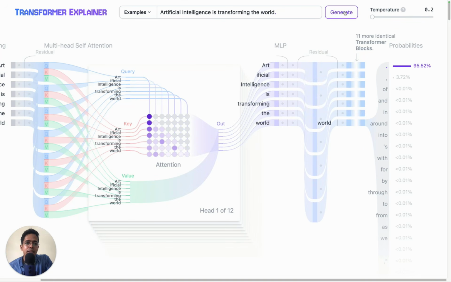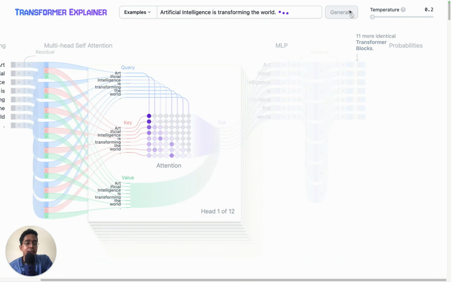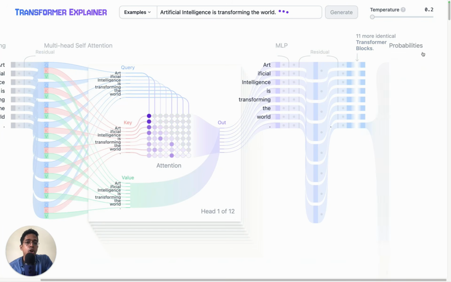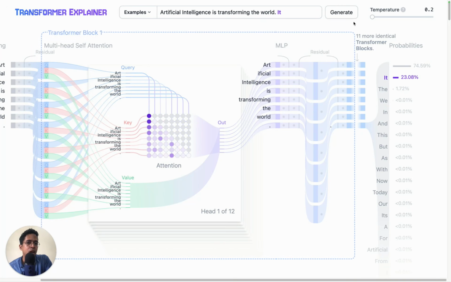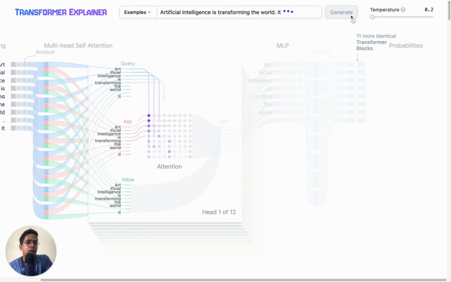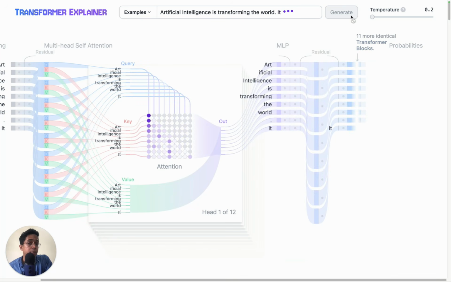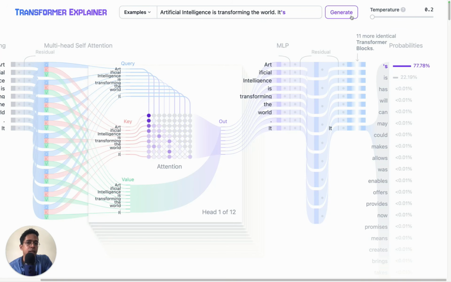So here you can see that always this top guy is picked because the probability of this top guy is 95.52%. So even if you click generate again and again, the top guy with the highest probability will be most likely picked. But of course, sometimes the other one will be picked depending on how the output probability distribution is coming. But you can see that the output is very deterministic, meaning almost always the highest probable predicted next word is picked.